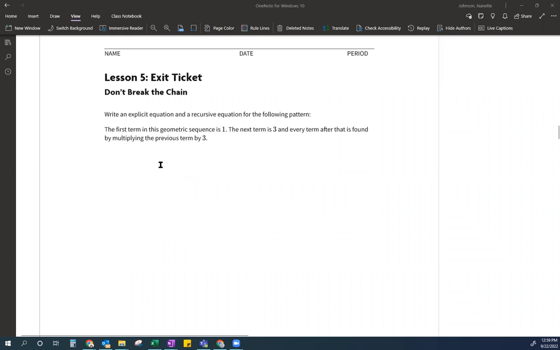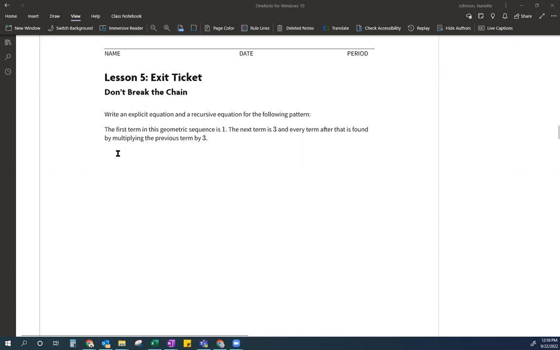So the first thing I'm going to do when I do this problem is, it tells me that I need a recursive and explicit equation for this. Because I get lost in all of these directions, the very first thing I'm going to do is say, okay, I need an explicit, and then I need a recursive, and then I'm done.